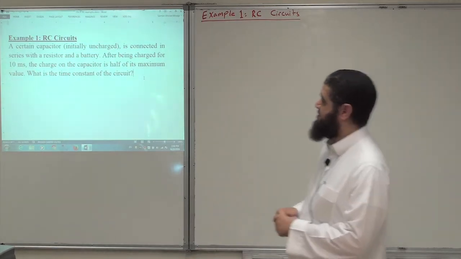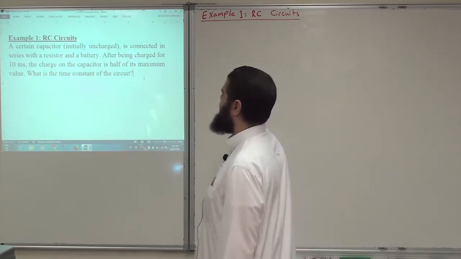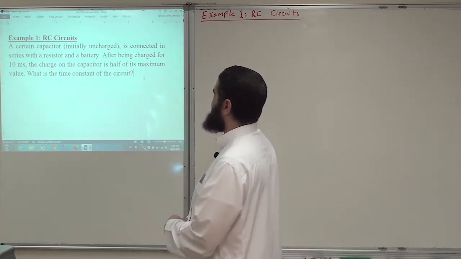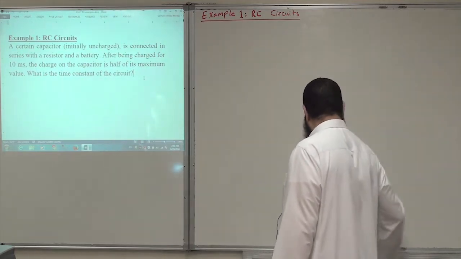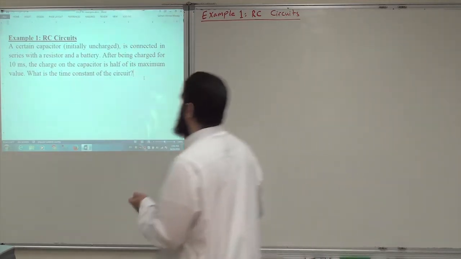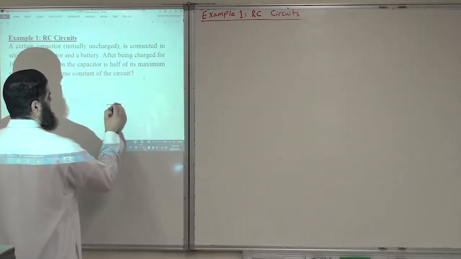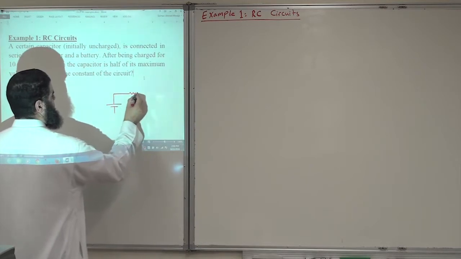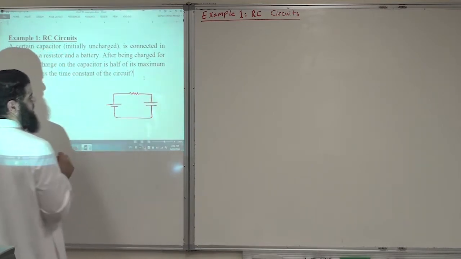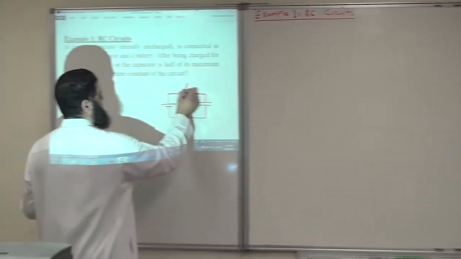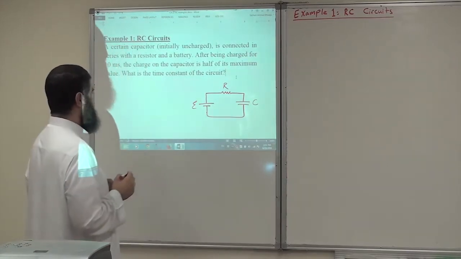Now we start a new topic, RC circuits. This is example number 1. A certain capacitor initially uncharged is connected in series with a resistor and a battery. So let me draw it for you. So we have a battery, a resistor, and this is our capacitor initially uncharged. So this is R, this is E, this is my capacitor, capacitor C.